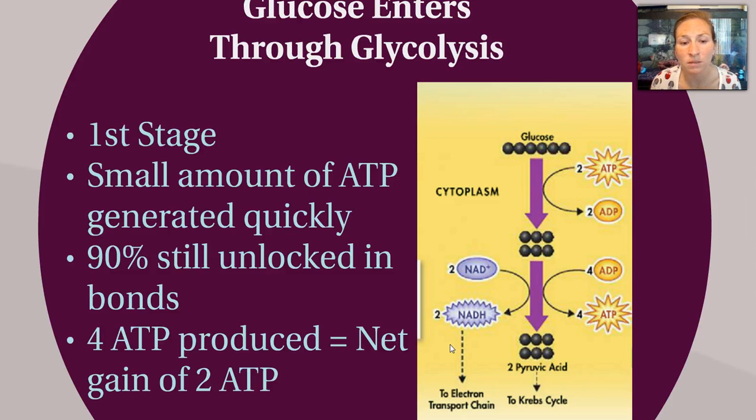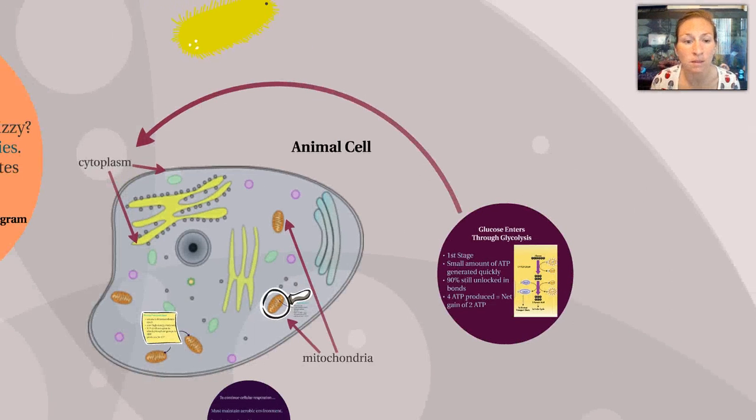90% of the energy is still unlocked in bonds, but we get 4 ATP produced by the end, which actually results in only a net gain of 2 because we have to actually put 2 ATP into the process in order for it to occur. So where is this happening in the cell? It is actually happening in the cytoplasm.